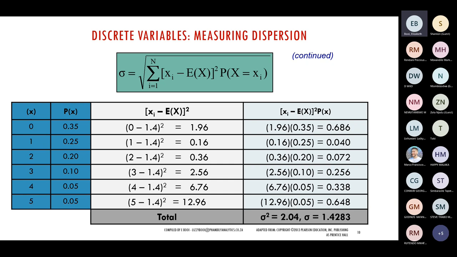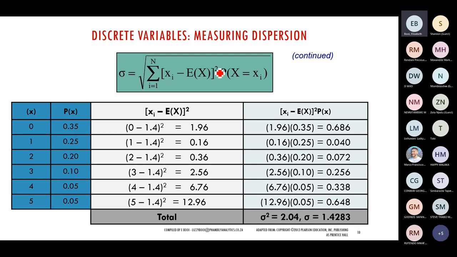Okay, so to calculate the standard deviation, because the variance is everything that is underneath the square root, we can calculate that and also calculate the standard deviation. So I'm going to do both at the same time, because you can't get the standard deviation without calculating the variance.